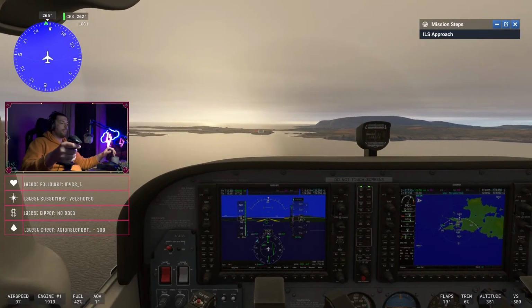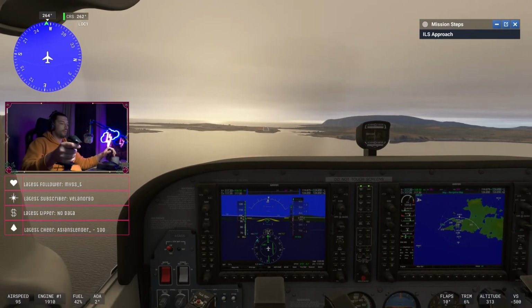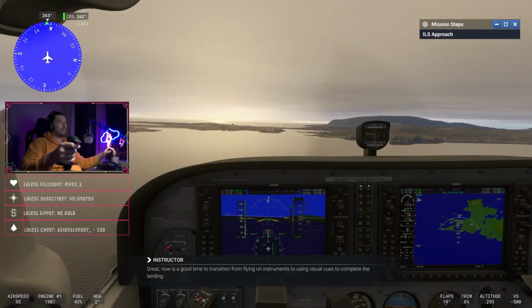Are you playing Flight Simulator? No, I'm actually flying in real life. So... Hi, is that a Cessna 110?